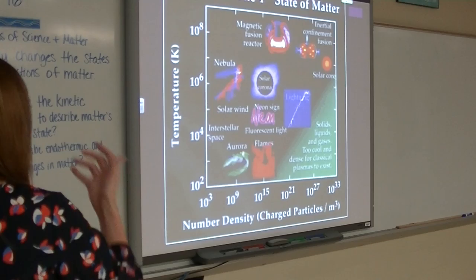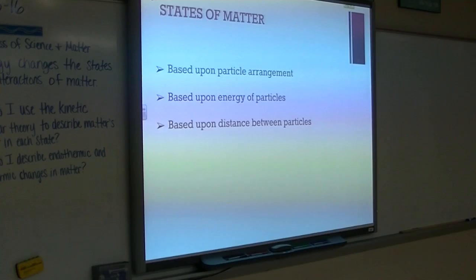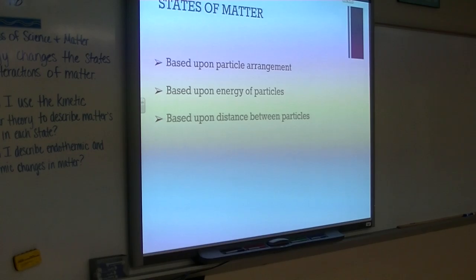Here's where I want you to start writing. States of matter are based upon three things. We use three things to determine whether it's a solid, a liquid, or a gas: particle arrangement, energy of particles, and the distance between the particles.